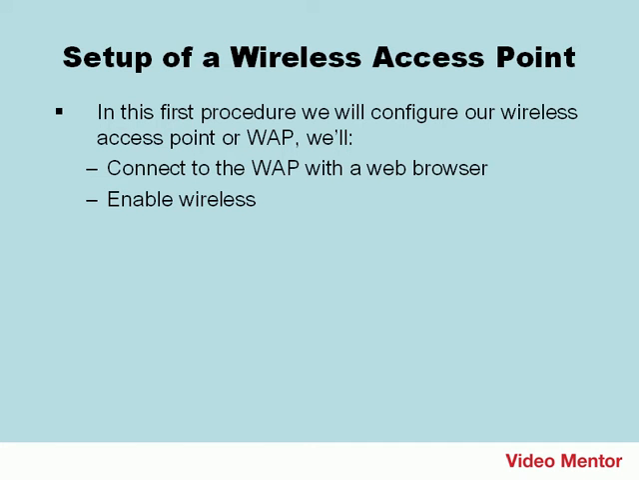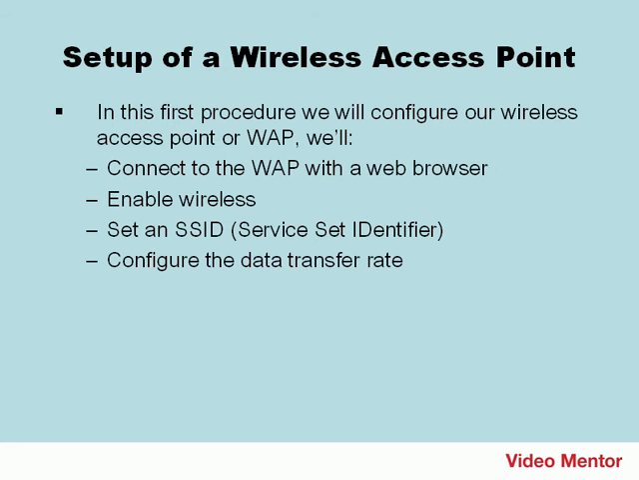Then we'll enable wireless. On some routers it's enabled by default, but you definitely want to check that. Then we'll set an SSID, or Service Set Identifier, which is just the name of your wireless network. We'll configure the data transfer rate, and in so doing we'll be setting up the wireless standard to be used. We'll select a channel for data transmissions, and we'll configure encryption. Very important to have an encrypted wireless network.